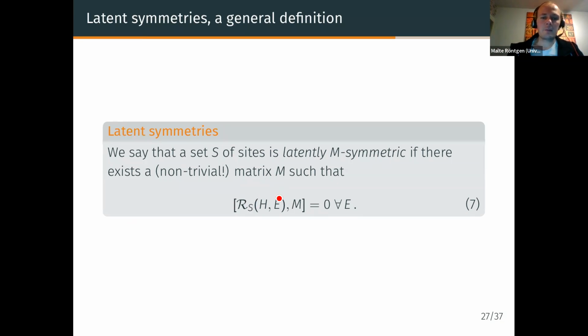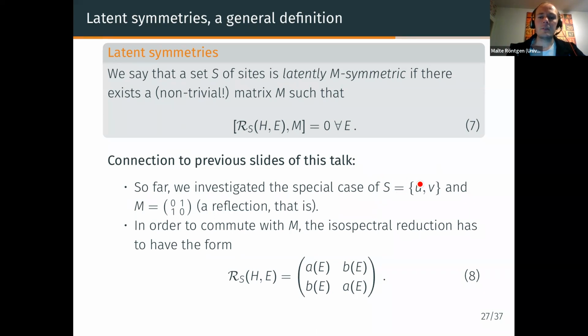And just to give you a strictly mathematical definition, the latent symmetry is this: if you do your isospectral reduction over a set S of sites, it could be 2, 3, or whatever number, and if this commutes with a matrix M describing your symmetry for any value of this spectral parameter E, taking away, of course, those particular points where the inverse is not defined, for all values of E, then your Hamiltonian is latently M-symmetric on this set of sites S. And before, we had the special case of S equal a set of two sites, u and v, and M was a reflection symmetry. Just this M permutes the two sites.